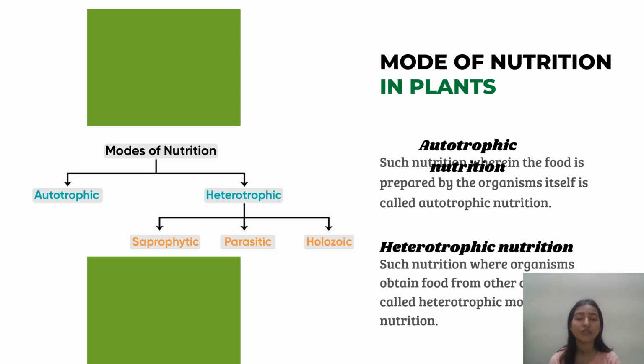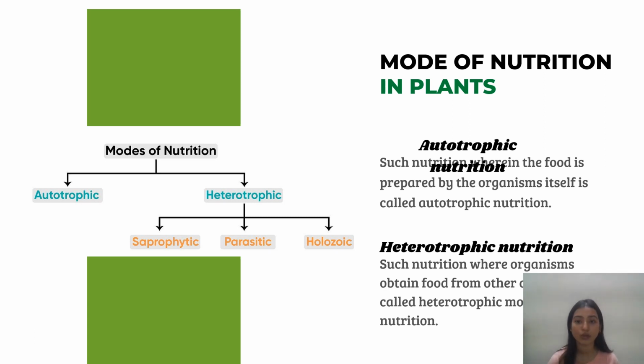So talking about heterotrophic nutrition, this is the mode of nutrition where the organisms depend upon other organisms for their food source to obtain nutrition. Such nutrition where organisms obtain food from other organisms is called heterotrophic mode of nutrition. For example, human beings, animals.